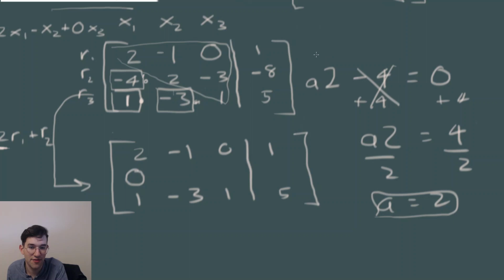Now we have to do it with the rest of the row as well, and the other augmented side. So 2 times negative 1 is negative 2, plus 2 is 0. Yep, we just killed our pivot there. Okay, 2 times 0 plus negative 3. 2 times 1 is 2 minus negative 8 is negative 6.